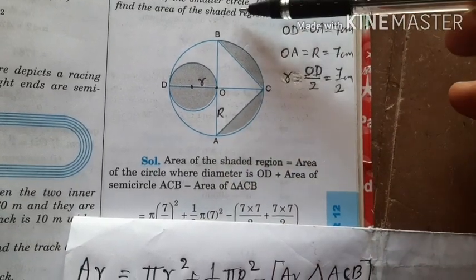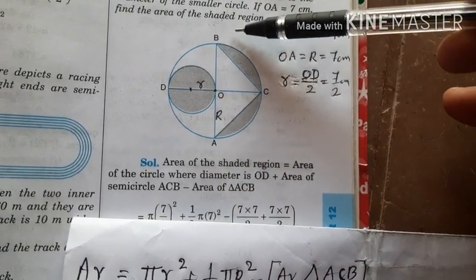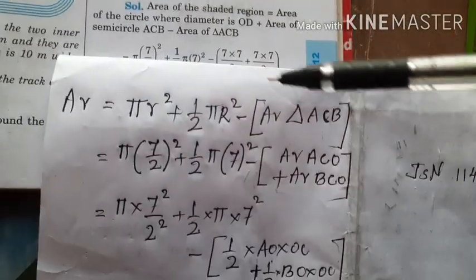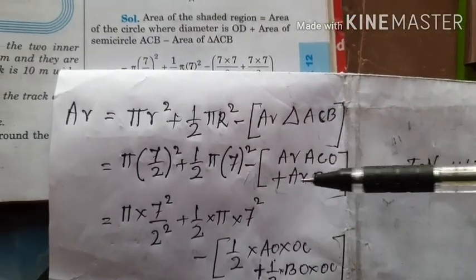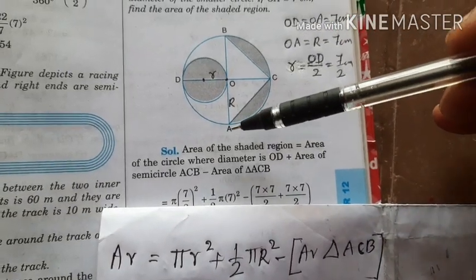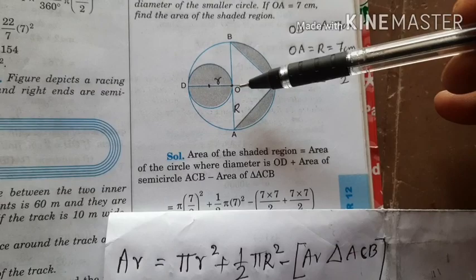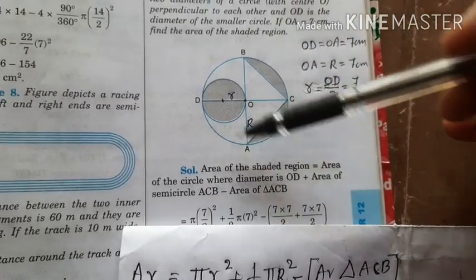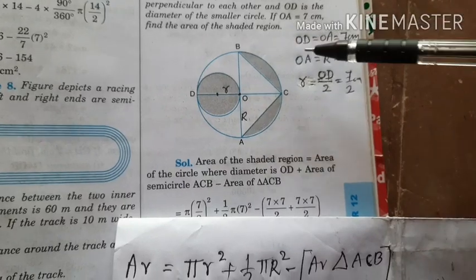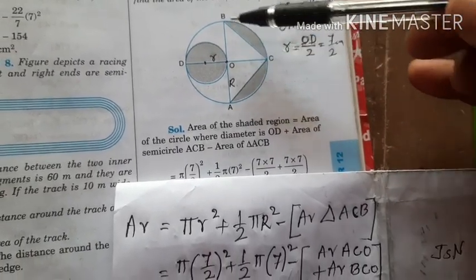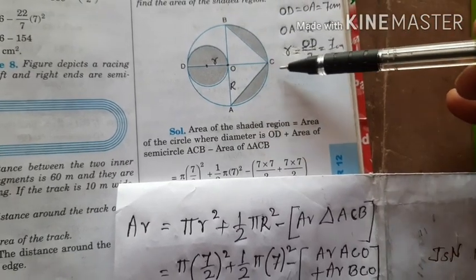Triangle ACB is again equal to the sum of two triangles. They are area of ACO plus area of BCO. See here, area of ACO triangle plus area of BCO triangle makes ACB triangle. For this triangle, I take the formula half into base into height.